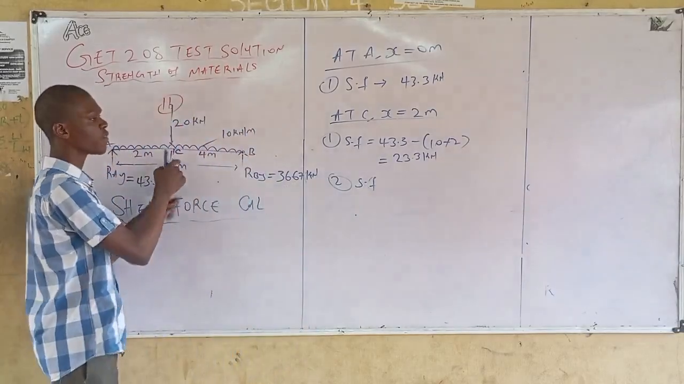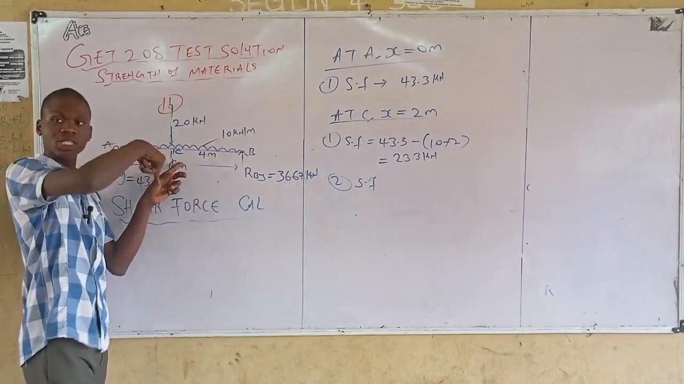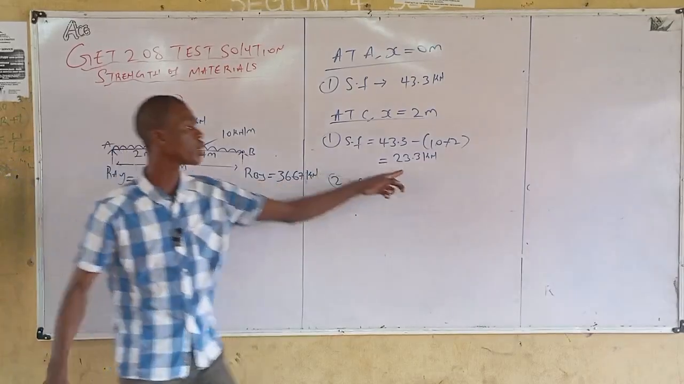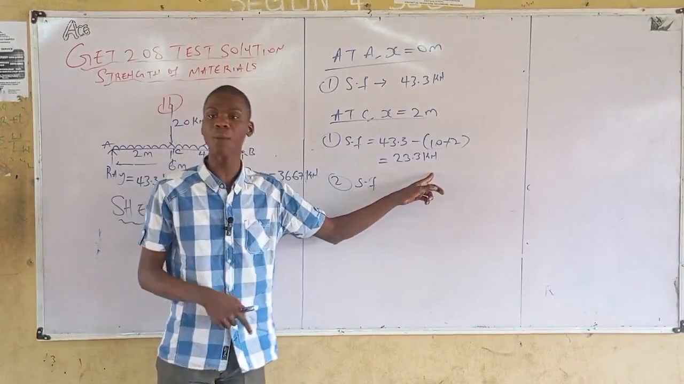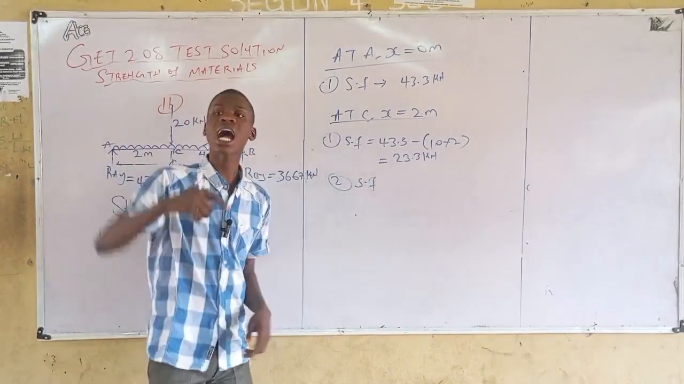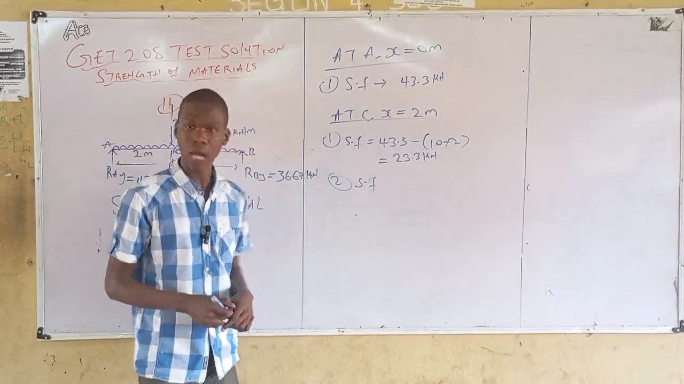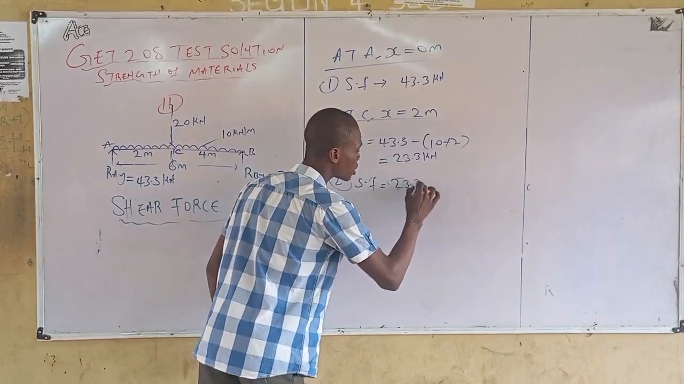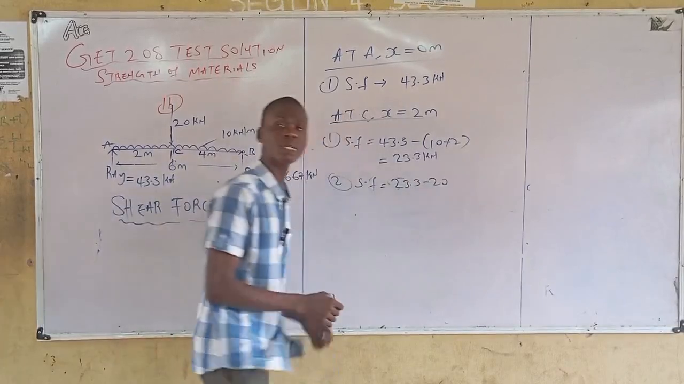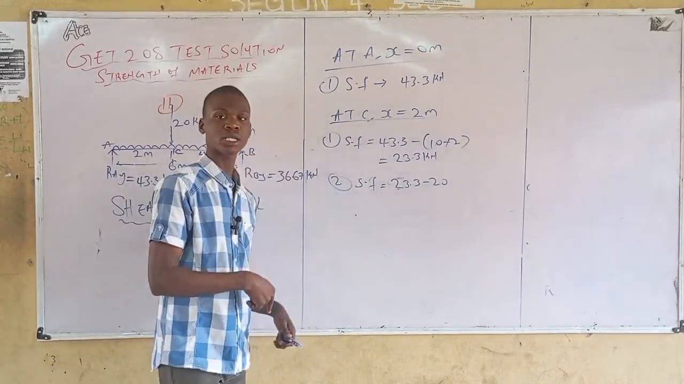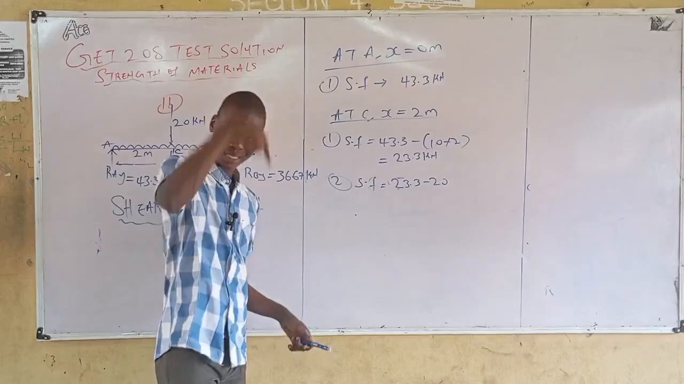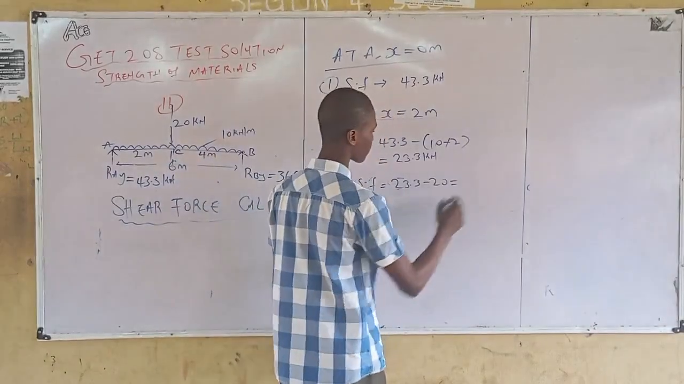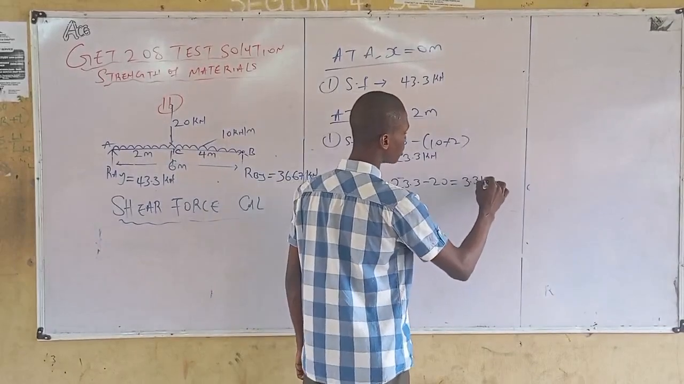On point C, the forces before that point and the force at that point. Now, the forces before that point, you've gotten 23.3. What is the force at that point? Is it acting upward or downward? Downward. So you are saying the forces before that point, which is 23.3 minus 20. Why is it minus 20? The force at that point. Why are you taking minus? It is acting downward, minus 20. By the time you subtract, what's the answer? 3.3 kilonewton.